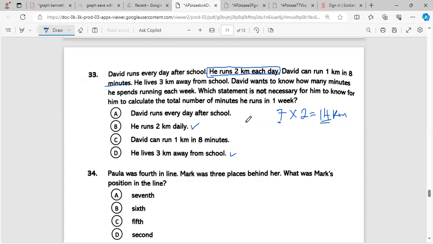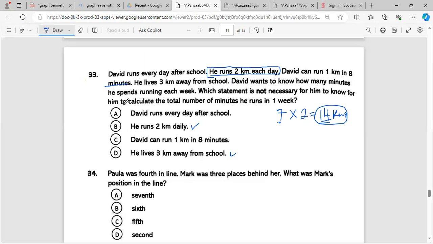Sir, I get it. It is 7 days, but where do you get the 2 from? Oh, sir, the 2 kilometers. Yeah, the 2 kilometers. So in total, you'd have run 14 kilometers. Yeah. But this is important too, because they say in 1 kilometer, you run 8 minutes. Because remember, the minutes we need to calculate, you know.